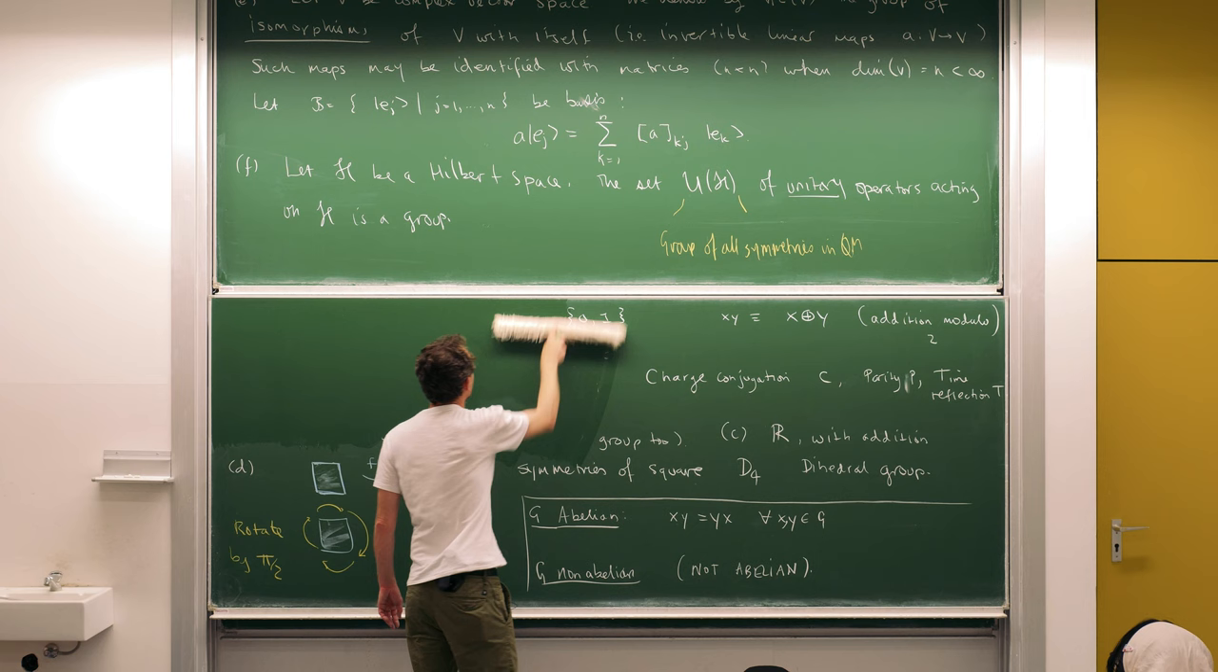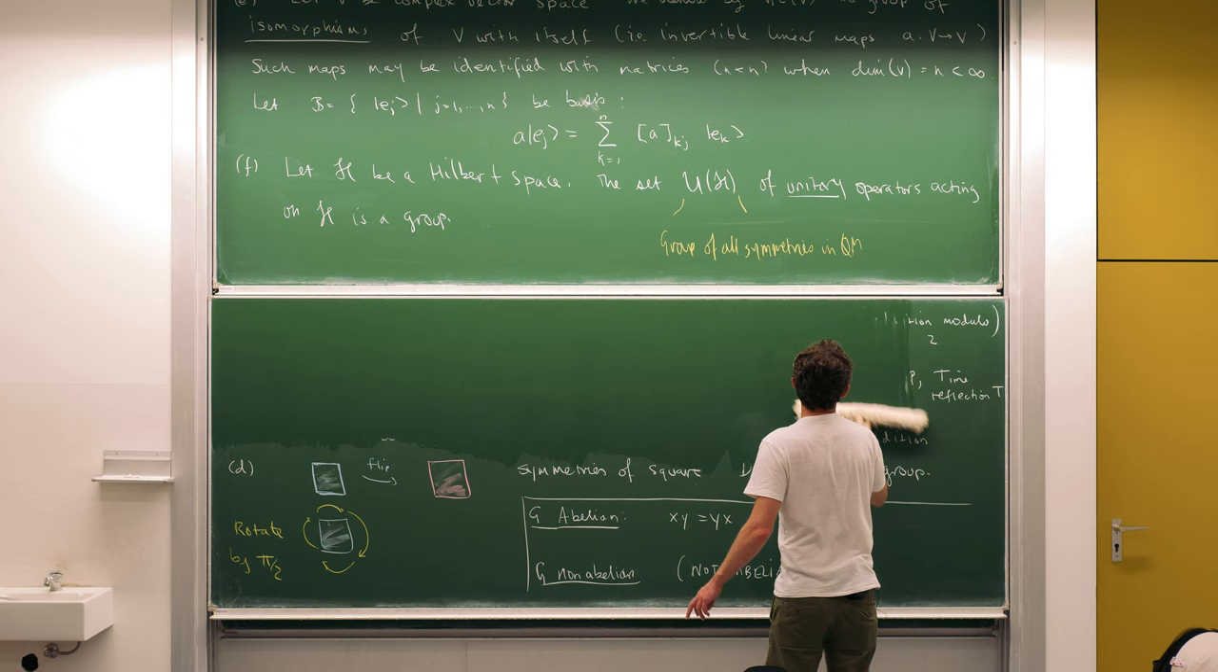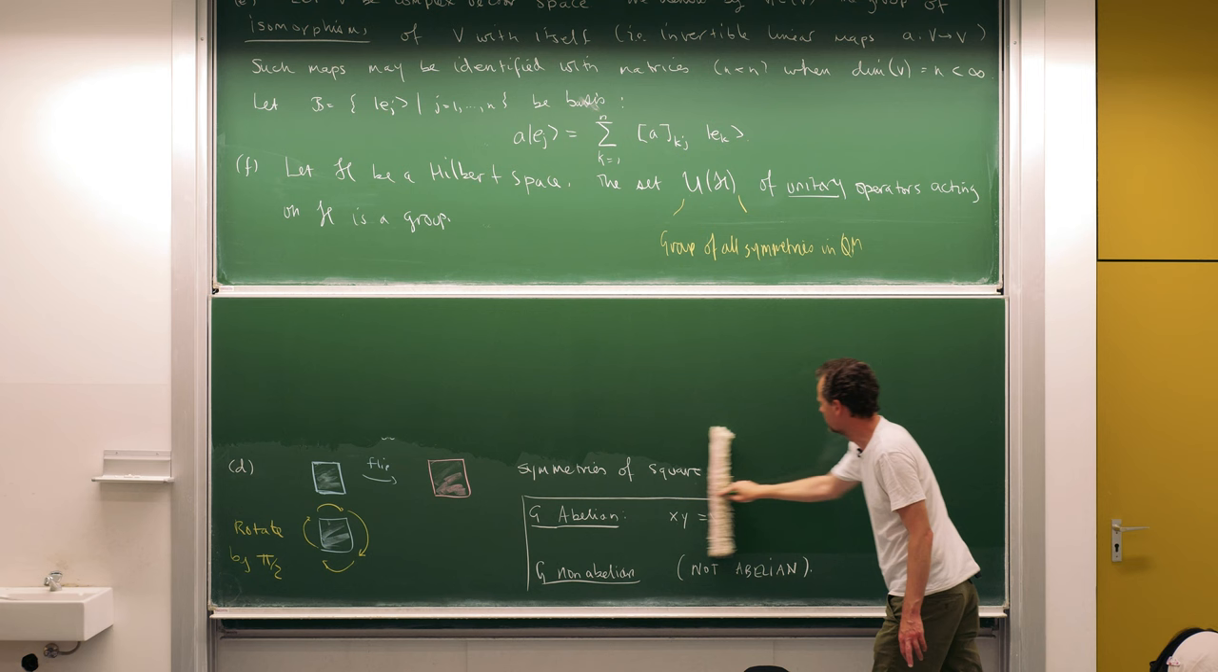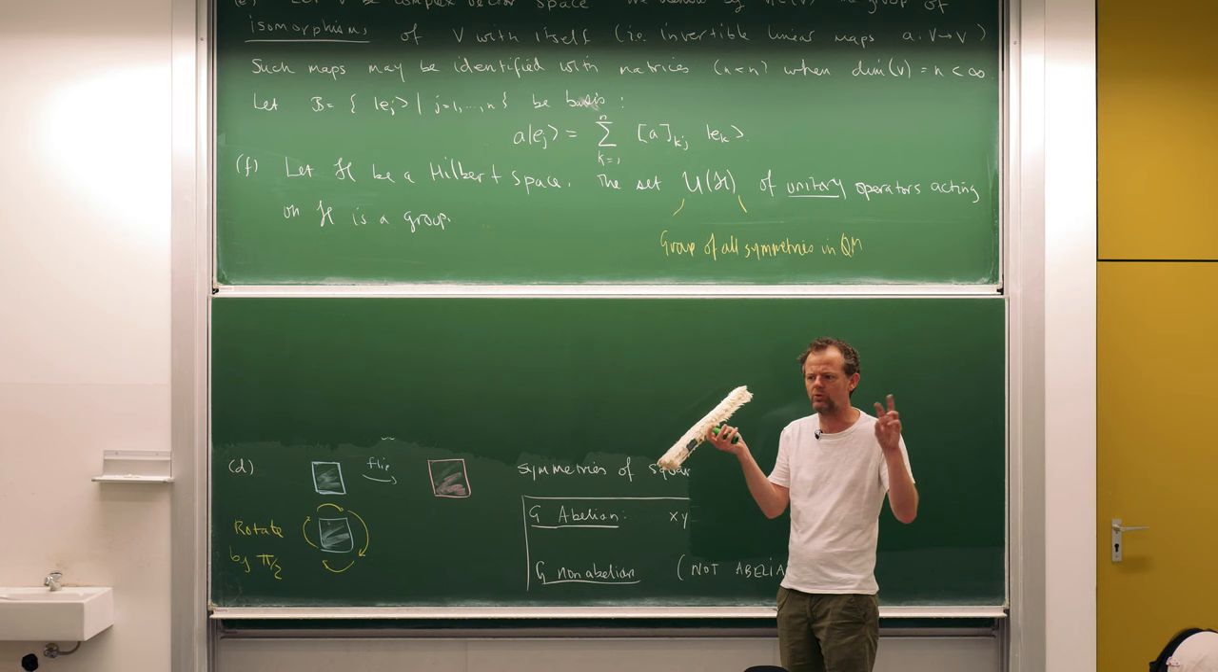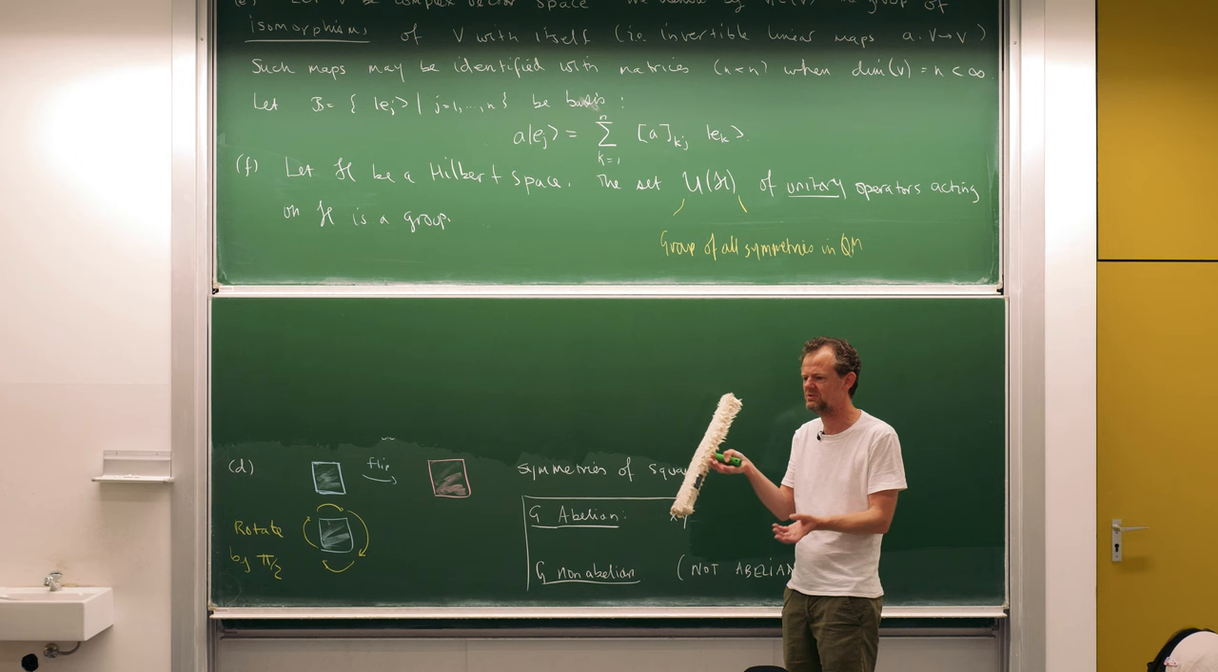But before I talk about those, I better tell you what it means for two groups to be the same, right? It's intuitively clear, I hope, what sameness means. Like, if I do charge conjugation, that's the same group as if I just add numbers modulo 2. It's the same, right? You have two things, you do them, and they behave exactly the same way. It's just the label that differed, right?